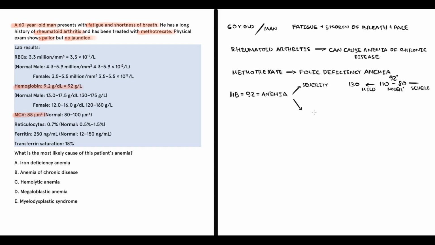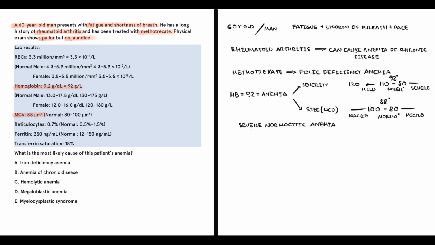The type of anemia we determine by the size of red blood cells. And to determine the size of red blood cells, we look at MCV. In case of MCV, we have to know two numbers. It's 100 and 80. Everything above 100 is macrocytic, between 100 and 80 normocytic, and lower than 80 is microcytic. In this case, MCV is 88, which is normocytic anemia. So, in this case, the patient has moderate normocytic anemia.